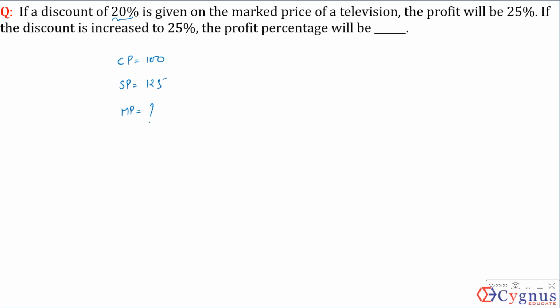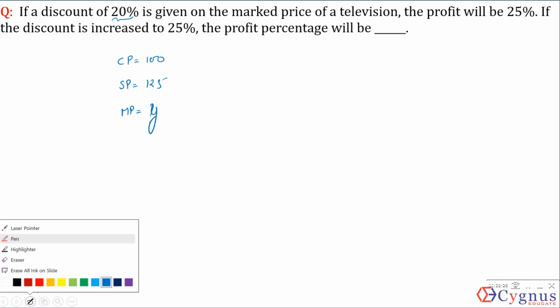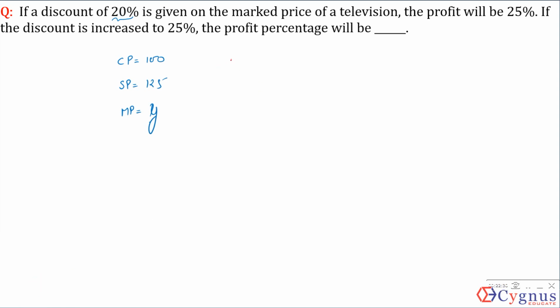20% is given. Let's assume that the mark price is Y and you offer a discount of 20%. Offered a discount of 20%, what does it mean? You'll sell it for 0.8 of Y, which is already known to you, 125. So the mark price becomes 125 by 0.8. This is your mark price.